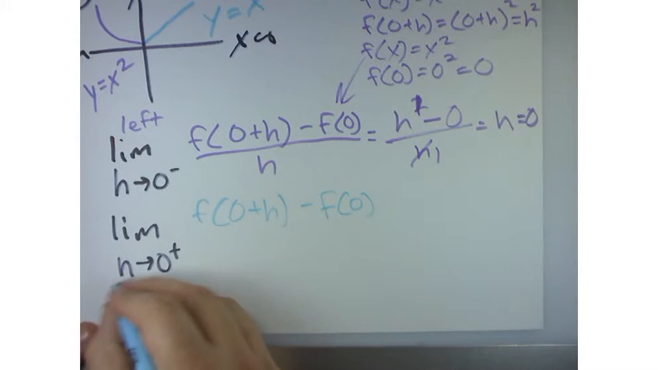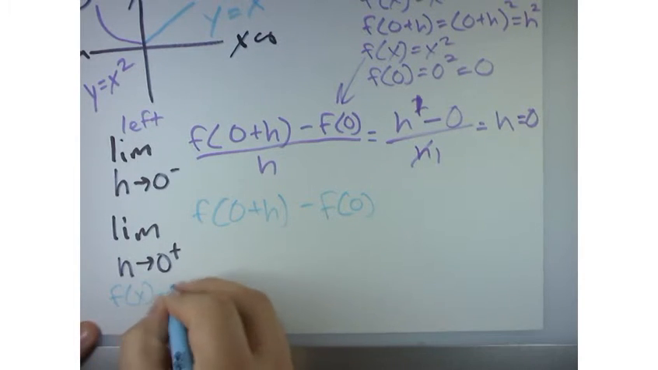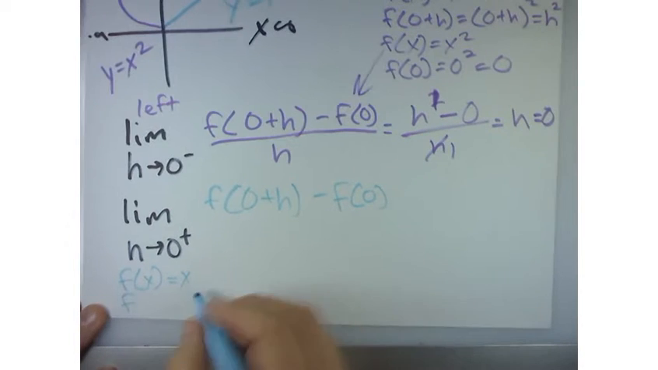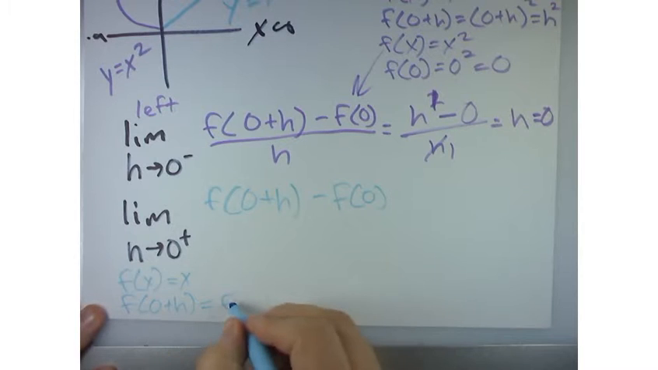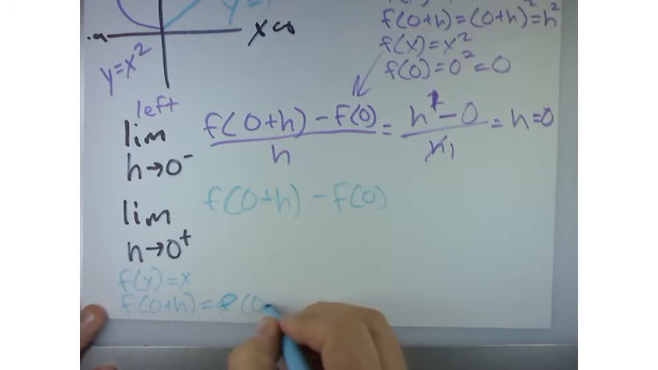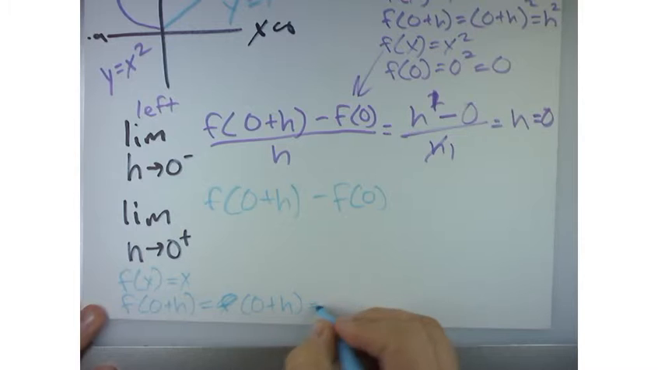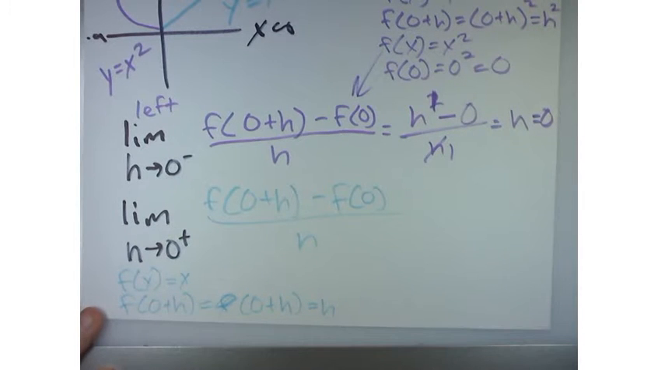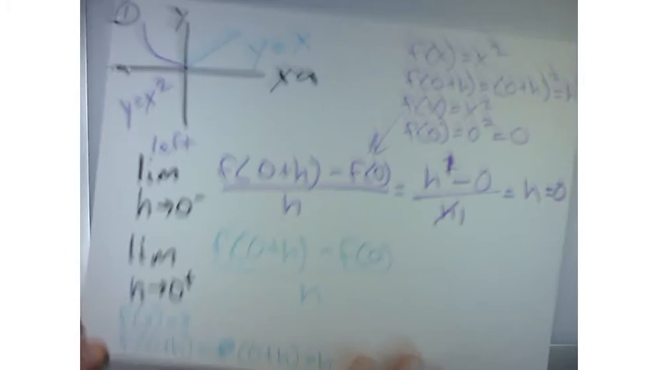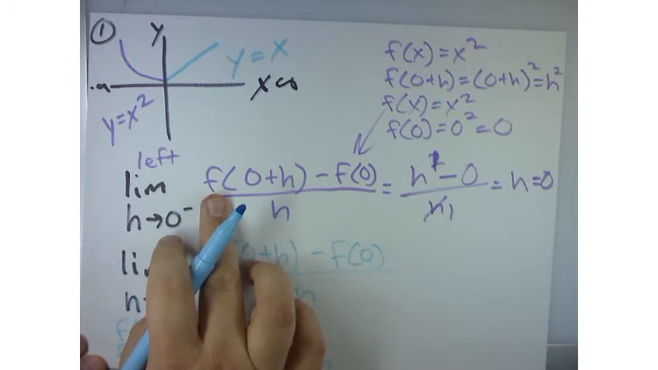I could say f of x is equal to x, and f of 0 plus h is just 0 plus h, which is just h. I still don't get why you didn't square that one. I did. But it doesn't say it's. She's wondering why you didn't square it right after the parentheses. Well, because this is the function notation.